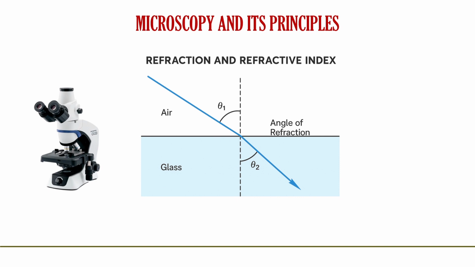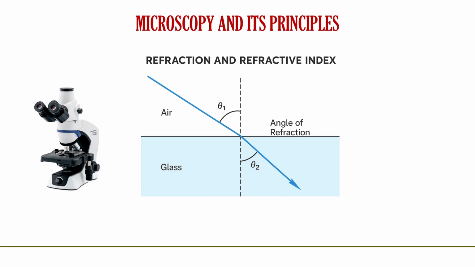Microscope lenses operate on the same principle of refraction. These lenses are typically convex lenses, which have a curved surface that bends incoming light rays inward. When light passes through a convex lens, the rays are refracted and directed toward a common point.